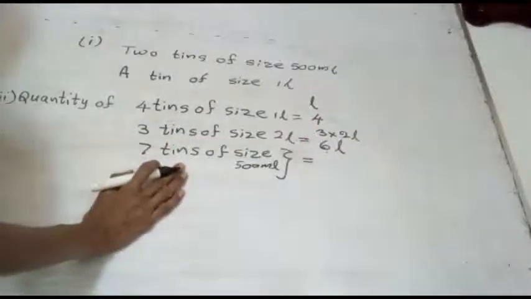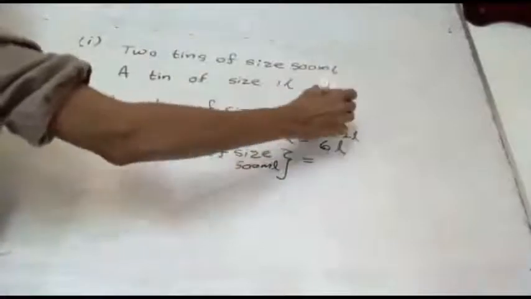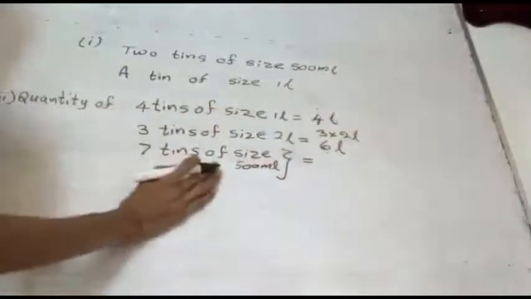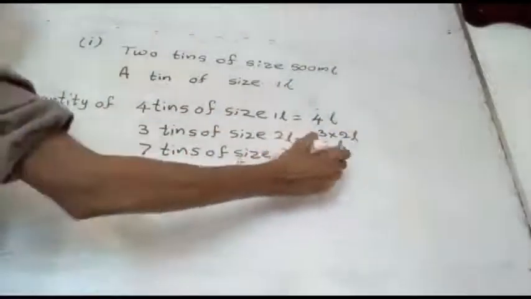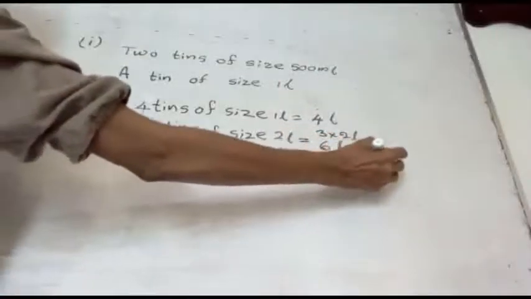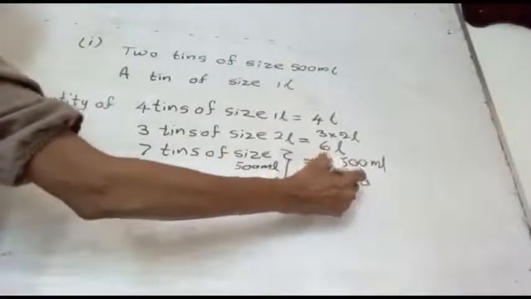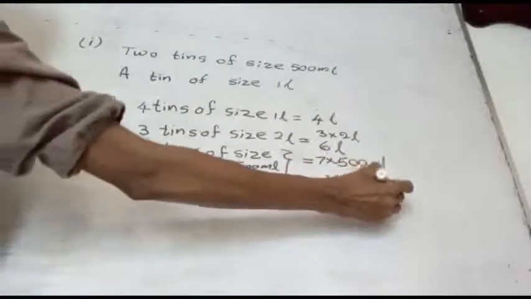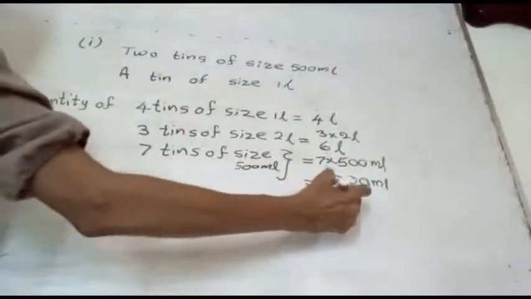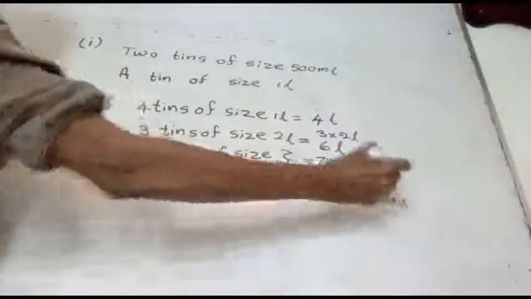7 tins of size 500 milliliters. 7 times 500 milliliters is equal to 7 times 5, 35, so 3500 milliliters, which is equal to 3 liters and 500 milliliters.